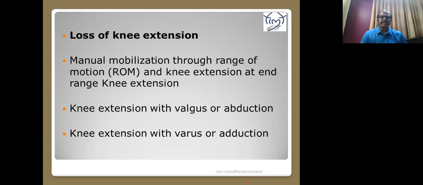Loss of knee extension. So you do have difficulty and pain, or they will have symptomatic pain, as well as a loss of range of movement. So when you have a loss of range of movement, we do the combined movement. The combined movement comes with knee extension with valgus or abduction, or knee extension with varus or adduction. We can do the combined movement as a scoring technique in order to increase the range of motion.